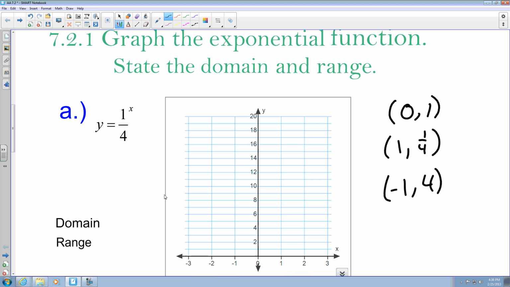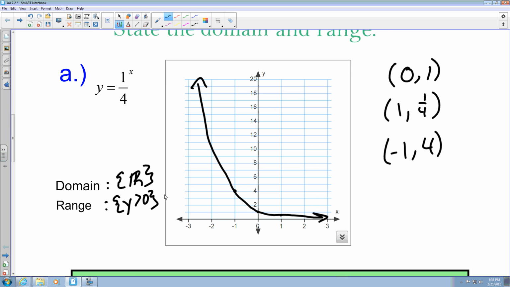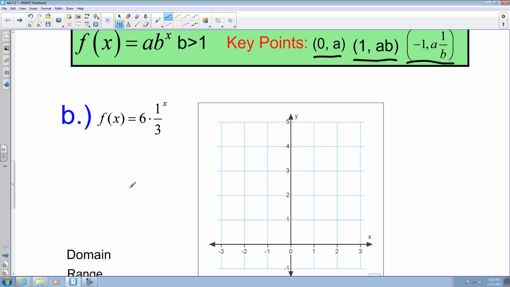So when I plot these numbers, I'm going to have negative 1 and 4, I would have 0 and 1, and I would have 1 and 1/4. Again, I'd make my graph look something kind of like this. My domain would be all real numbers, and my range would be y is greater than 0. So again, we've already established the key points.